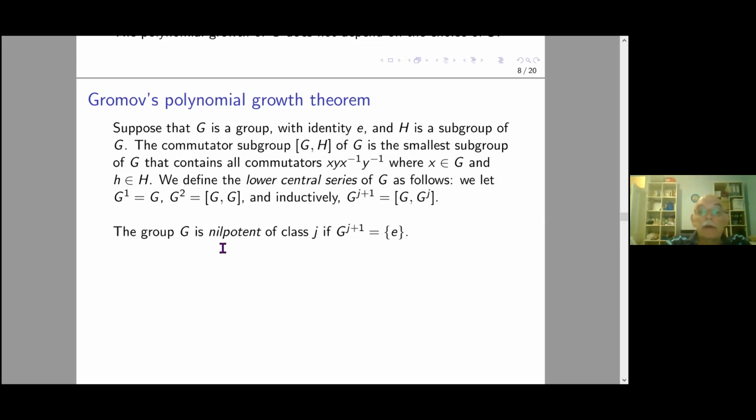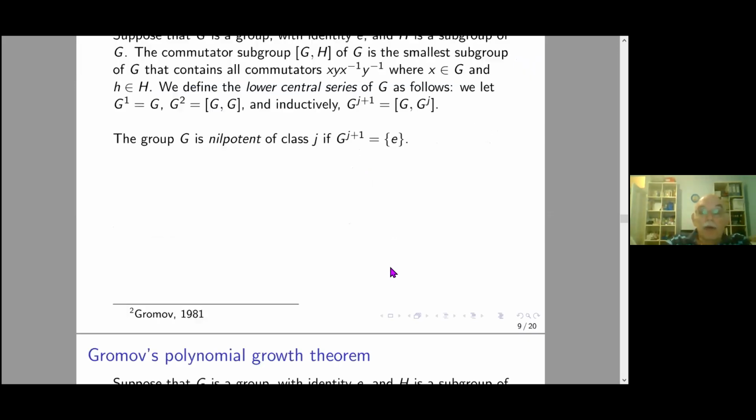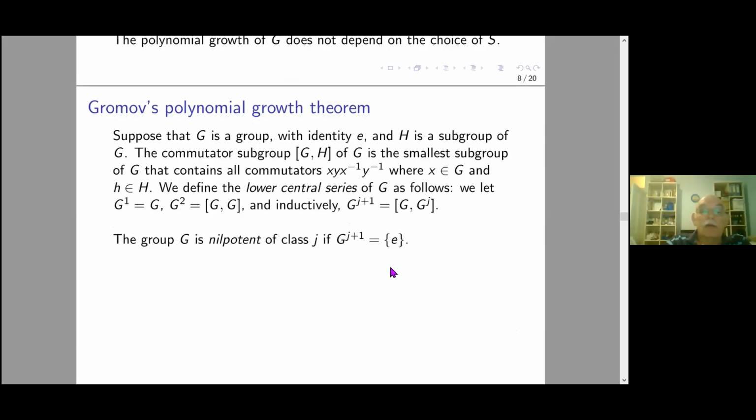So a group is nilpotent of class j if G_{j+1} is equal to {e}. Basically, that means that if you write down some very long commutators, even if I take two elements, it gets to have four things in it. And if I start writing down more elements, it rapidly gets quite a lot bigger. But if the group is nilpotent, then all the really long commutators have to be trivial, which is a remarkable property of the group, nilpotence.